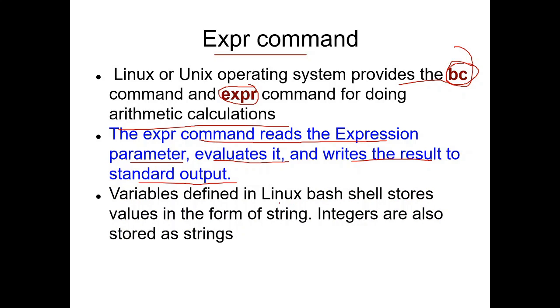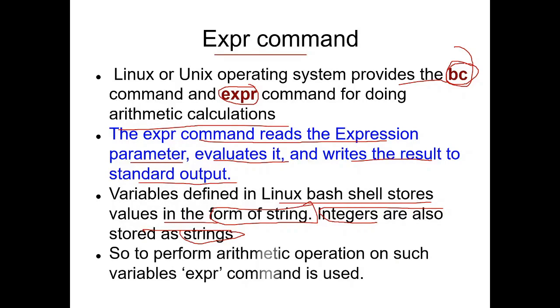Variables defined in the Linux bash shell store values in the form of strings. Whatever variables are defined in shell scripting, those values are taken in the form of strings. Even the integers are stored as strings. So to identify these as arithmetic variables, we need to use the expr command with the arithmetic expressions. To perform arithmetic operations on such variables, the expr command is used, because by default all variables are stored as a string.